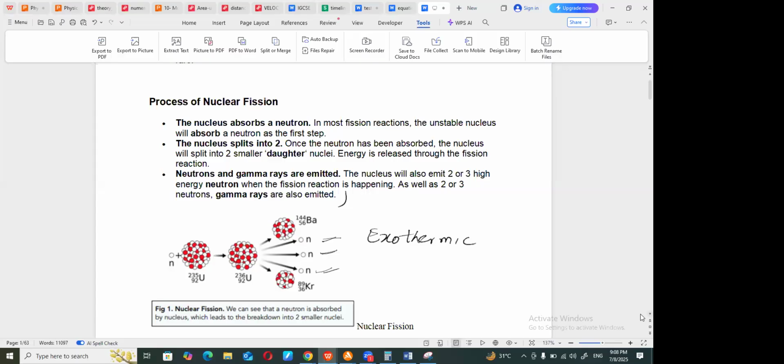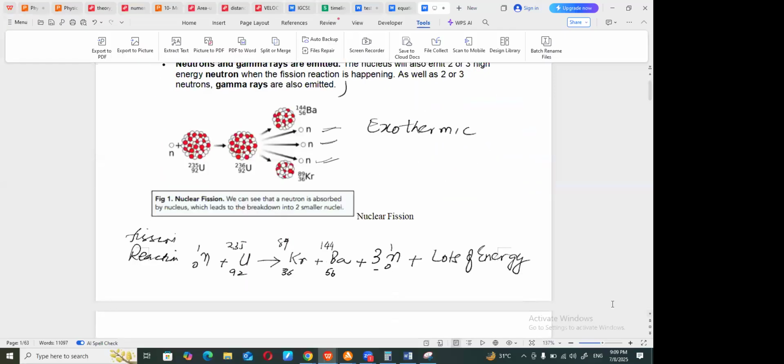The equation for this is: 1 neutron bombarded with uranium-235 (92 protons) gives you krypton-89 (36 protons), barium-144 (56 protons), along with 3 neutrons and lots of energy. If you check the left and the right, the proton number and the nucleon number are the same, right? This is what we call a fission reaction.